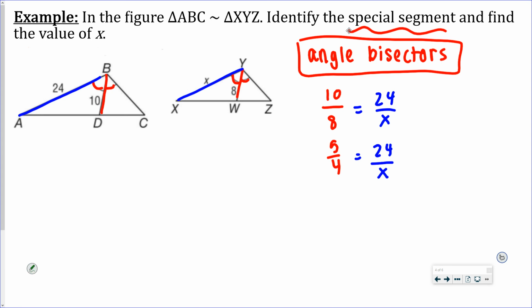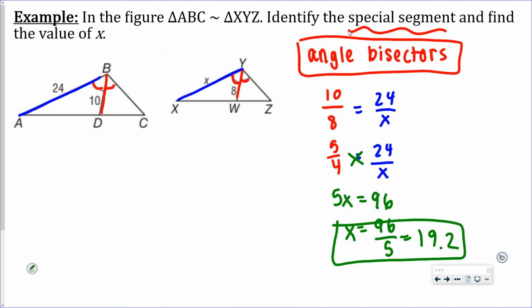Just curious, how many of you would like to just cross multiply right away? Half of you? More than half? Okay. 5x. You get the same answer, obviously. All right, 96 fifths, as this is an improper fraction, or 19.2 is fine too.